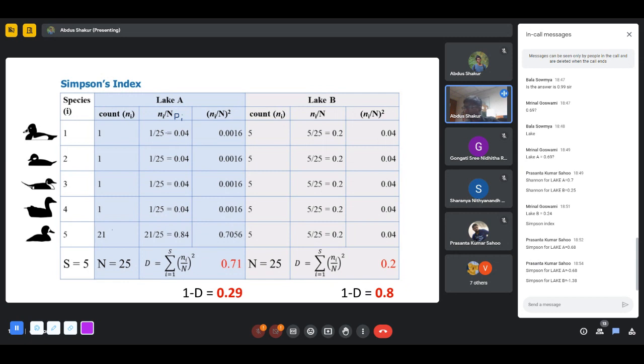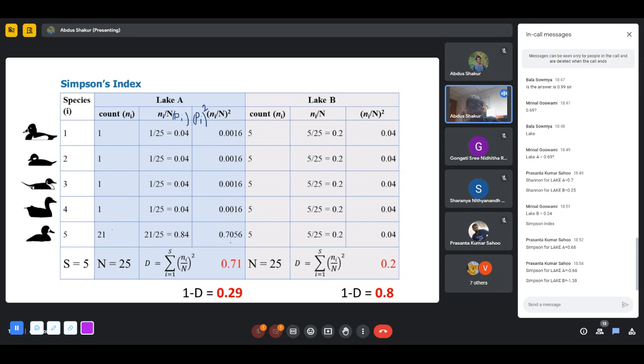So a lot of you might have also got somewhere around 0.04. Now you do this pi for all of the species, till the 5 species. Then you square the values, pi square. So 0.04 square is 0.0016, right? Once you have these pi squares, you just have to add them up.